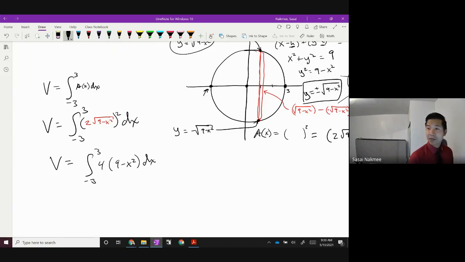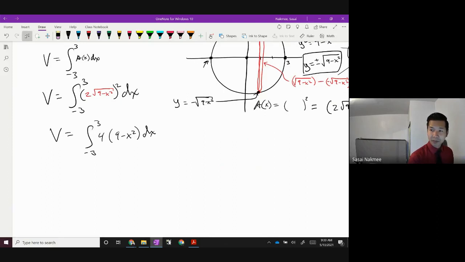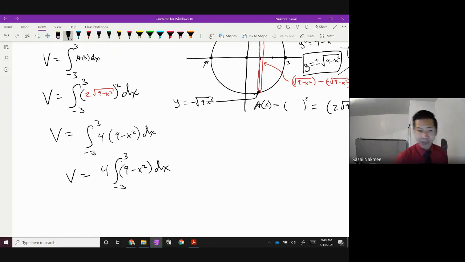And if you want to simplify this even further before you do the integral, you can take that 4 out in front so you have less things to worry about, or you could distribute it if you want. I'm going to put it in front of the integral from -3 to 3 of 9 minus x squared dx, which makes it a little bit easier to deal with, right? And then I just do my integral here.